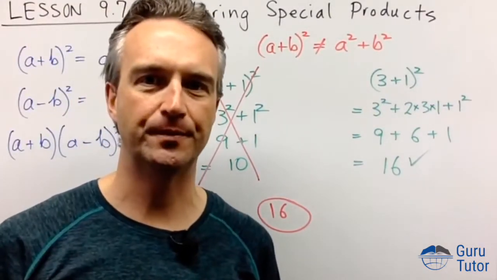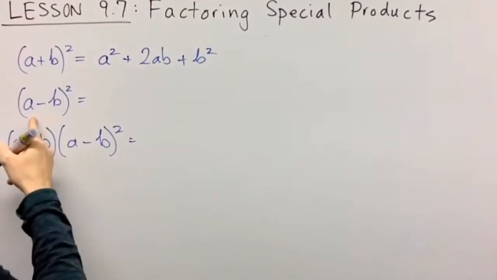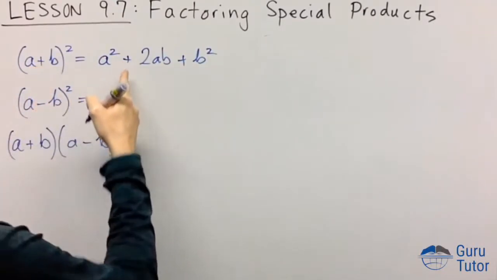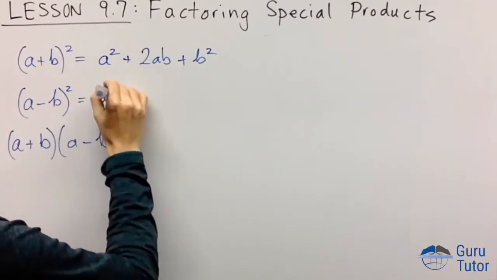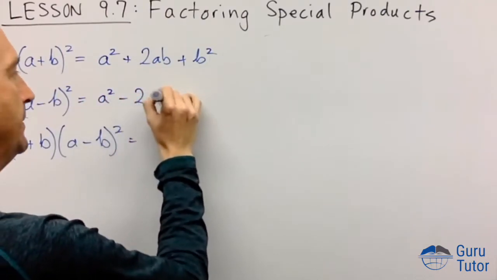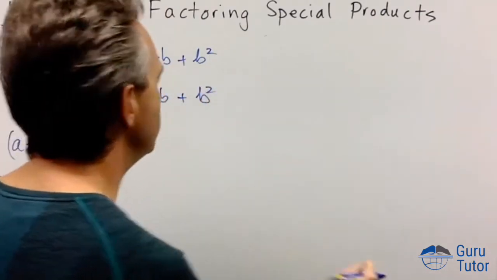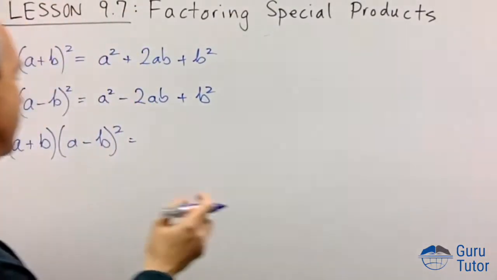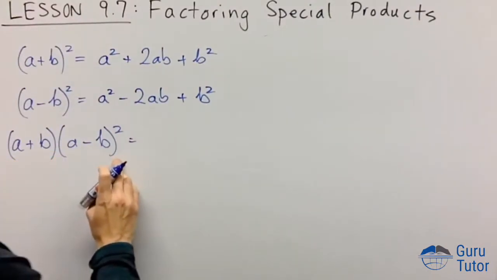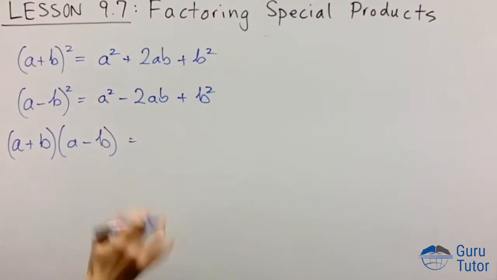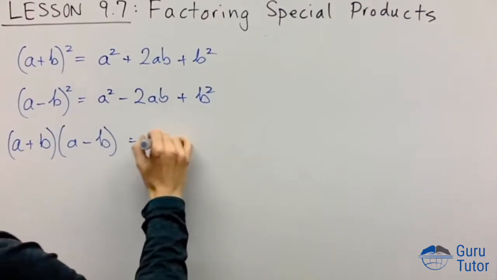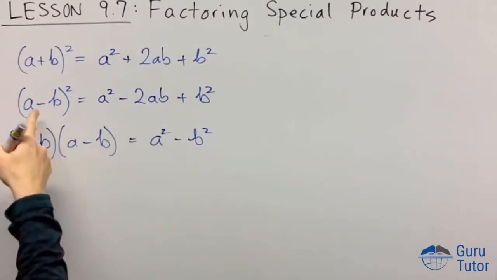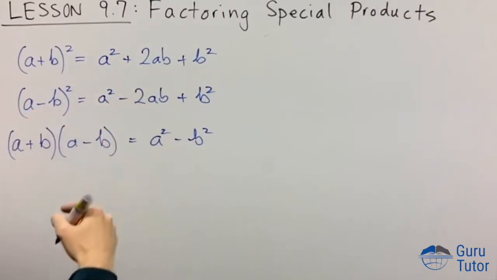The first one anyway. And what were the two other ones? A minus b all squared. Remember, this and this are very similar. It's just this plus becomes a minus and this plus becomes a minus. That stays the way it is. A squared minus 2ab plus b squared. If you can't remember where they came from, I think I explained them and derived them for you. You can always go back and look at that video again. And this one, a plus b times a minus b is a squared minus b squared. Okay, we only get a binomial there. These two become trinomials and we only get a binomial here.